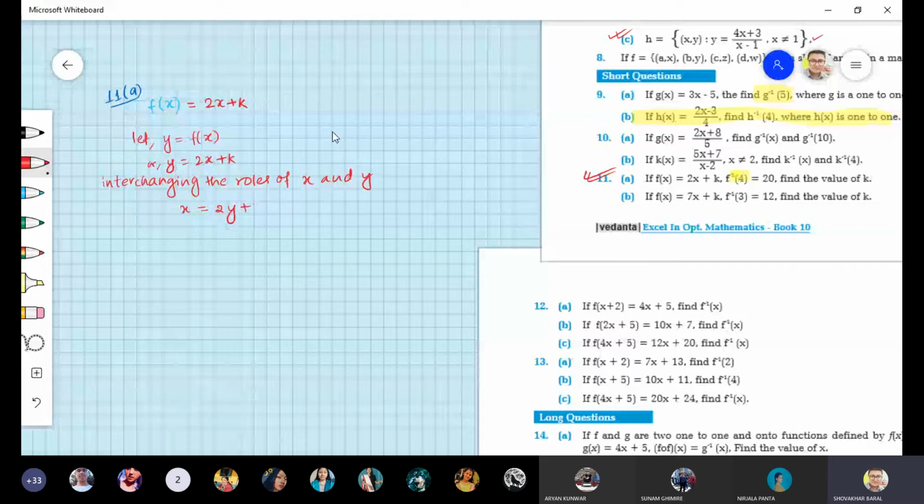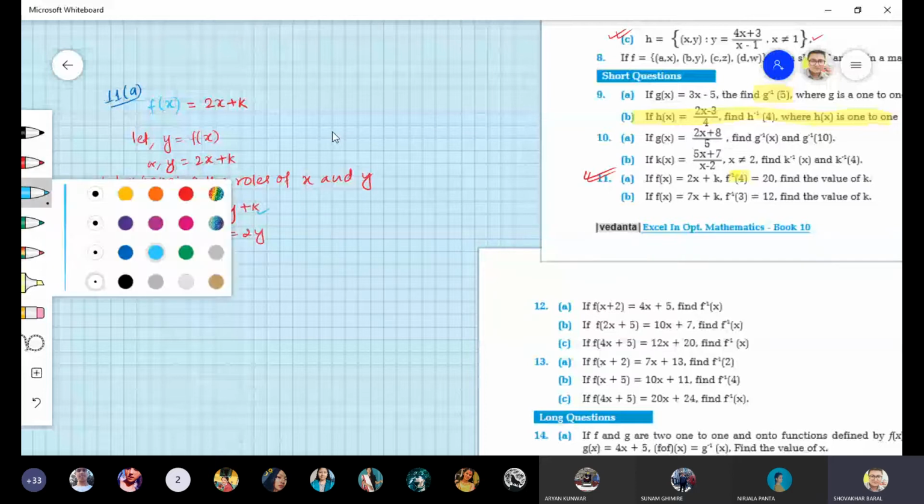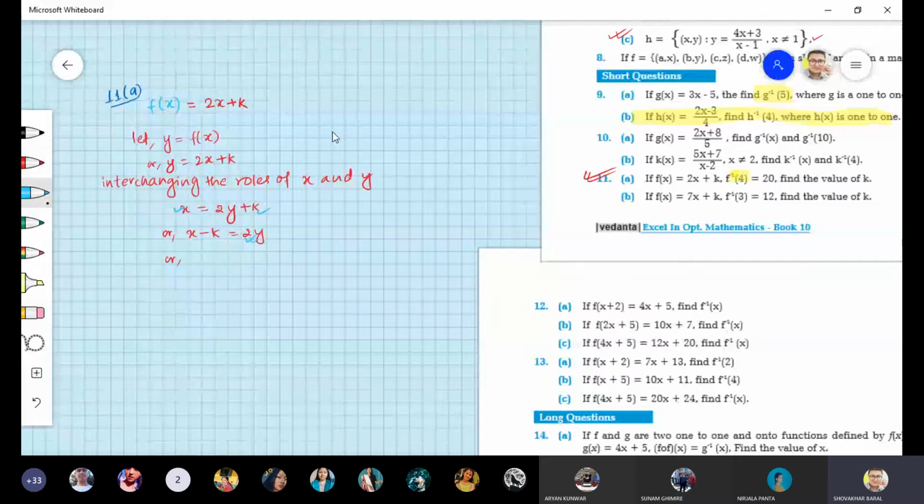Now I need to solve for this y. I can shift the other terms to the other side: x minus k, since these two terms, x and k, don't contain y. So x minus k is equal to 2y. Now this constant 2 I also move to the right side, so x minus k divided by 2 will be equal to y.